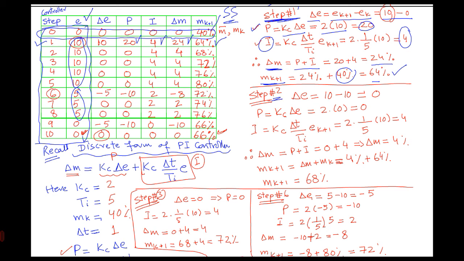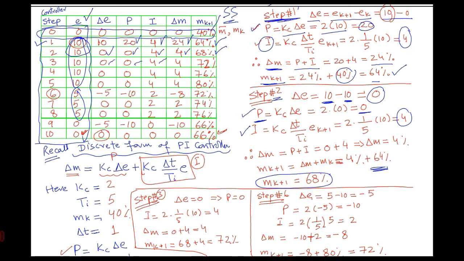Step 2, we have delta E. Now this time the current value is 10 and the previous value is 10, so the answer is 0. Because of this, the proportional is going to contribute nothing, and the integral will be calculated as 4 here. So we have 0 delta E, proportional is 0, integral is 4, so delta M is going to move around 4, and adding to the previous 64%, the next movement is 68%.